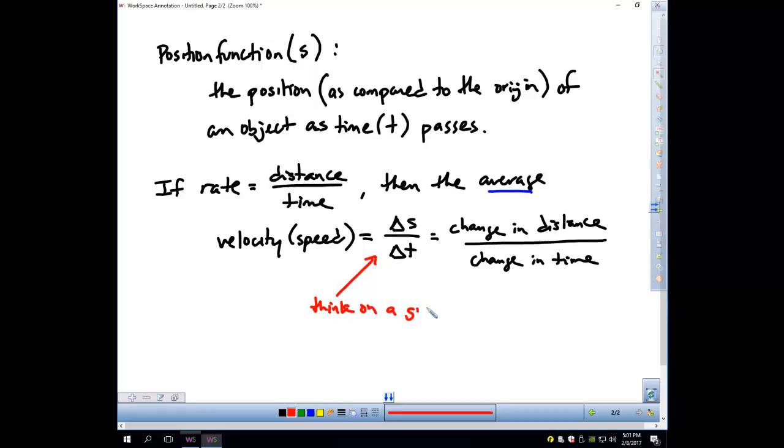I kind of think of it as, if I'm on a graph, delta s is going to be controlled by my y values, how much it's moving up or down. And then delta t is going to be controlled by my x values, how it's moving left and right. And so that looks a lot like our slope formula that we've been working with lately.